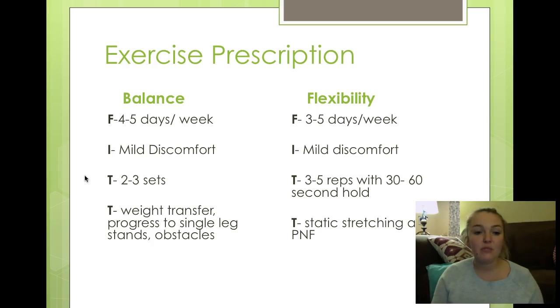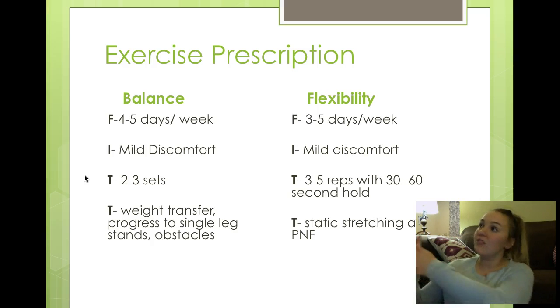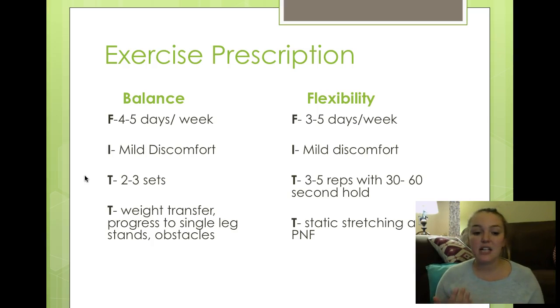For balance, I would have him do it 4 to 5 days a week because this is very important with amputees. I would have him do it until a mild discomfort, and I would have him do 2 to 3 sets each day that he did it. I would have him do weight transfer, and at first you would just shift your body weight back and forth, and he could progress to using weights with it. He could move his weight from one side to the other and vice versa. And then he could do single leg stands. He could do obstacles, and you could progress the obstacles from harder to less hard.